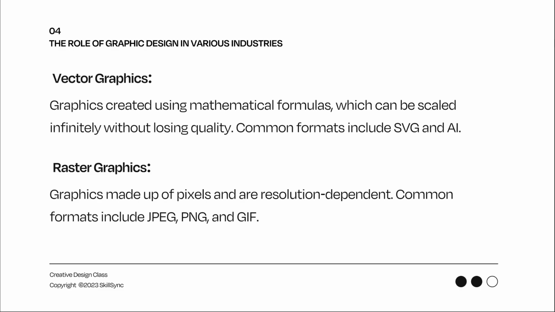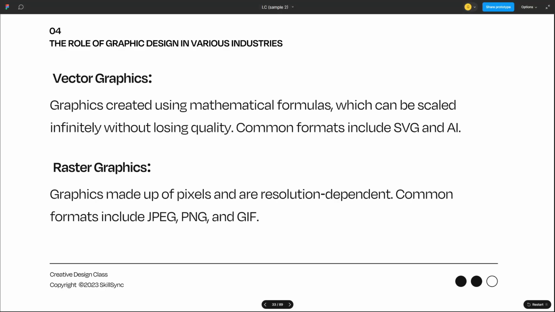So vector graphics is mostly saved in the format called SVG. SVG means scalable vector graphics, which means you can scale it no matter how, and the quality will be maintained. It also comes as AI, which means Adobe Illustrator file, and no matter how you scale it, the quality is maintained. Raster graphics is also saved in JPEG. JPEG is the normal image we know. PNG is a transparent file, and we also have a GIF file.